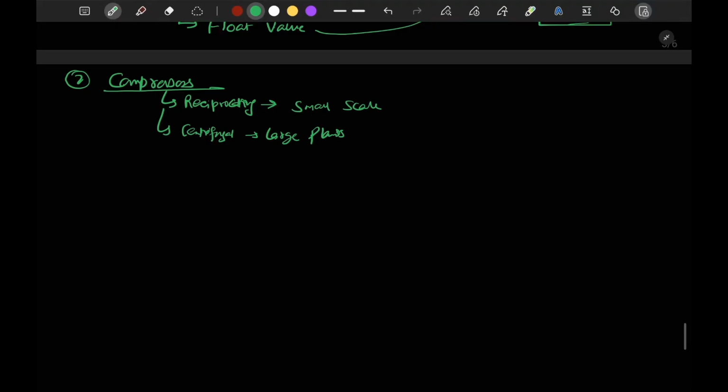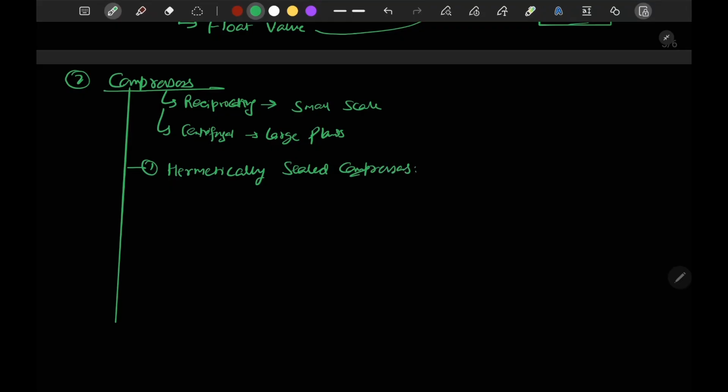Now if we talk about the classification of compressors, compressors are classified into three parts. The first one is hermetically sealed compressors. Let me write all three first. The second is the semi hermetically sealed compressor.